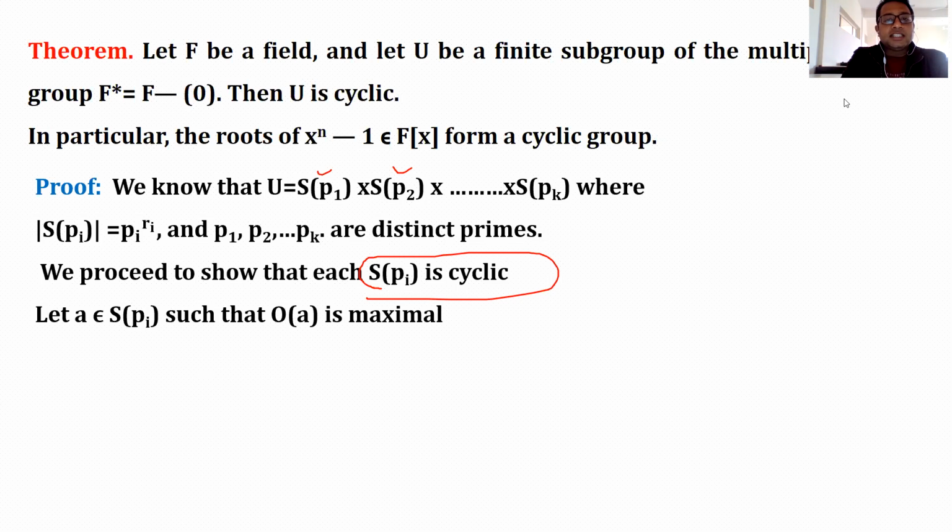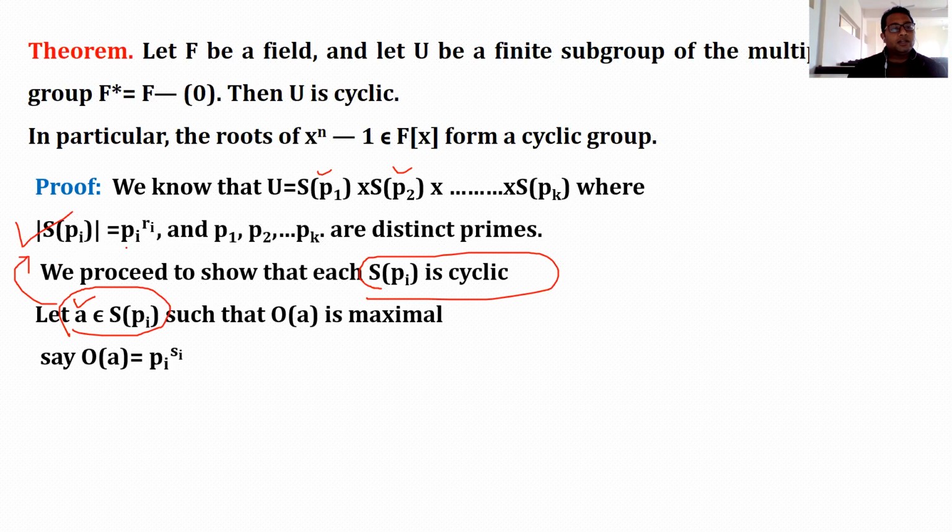We are taking an element A belonging to Spi such that order of A is maximal, because we have to find that element whose order is equal to the order of the group. So obviously the order of the group is the maximum number. So we are taking that element whose order is maximal, and we will prove that the order of this element A is the same as the order of the group. Because A is an element of this group Spi, its order must divide the order of the group.